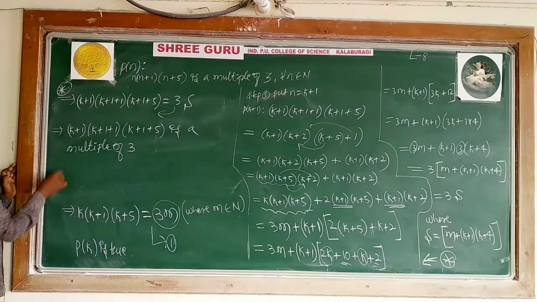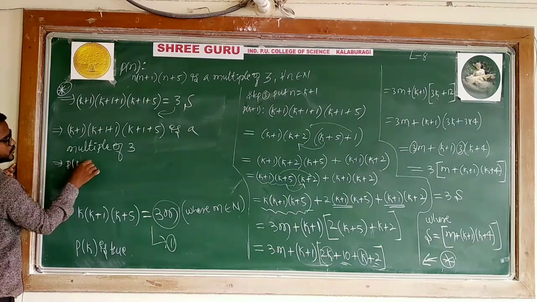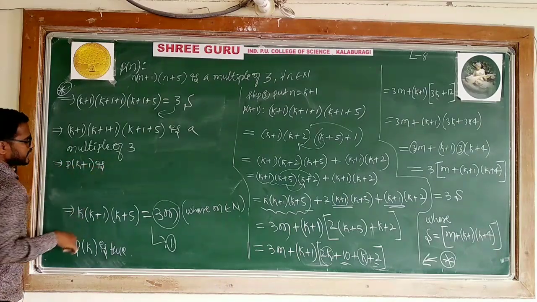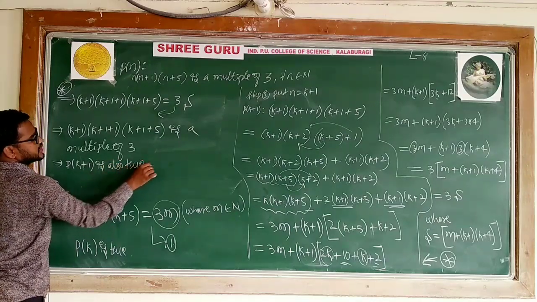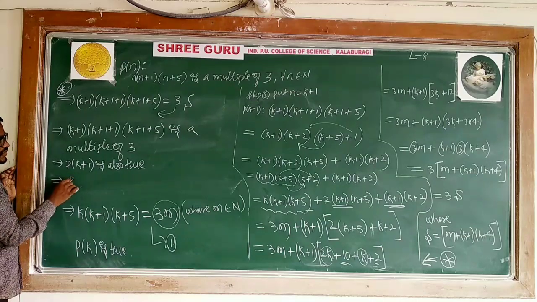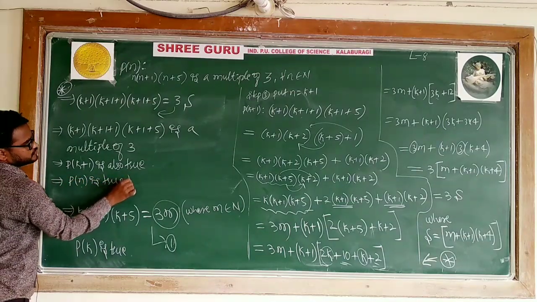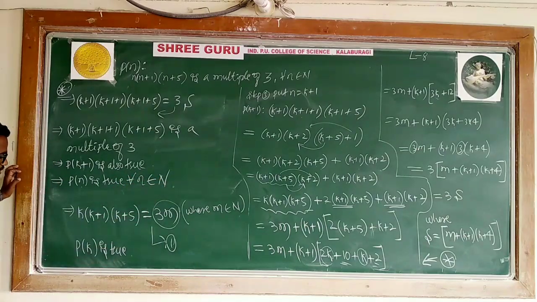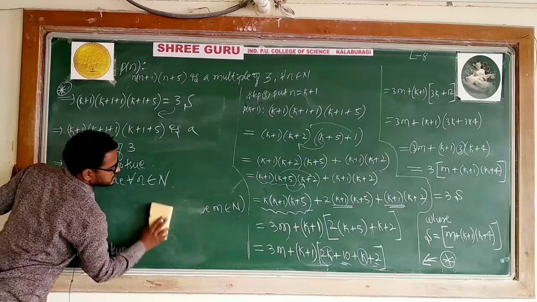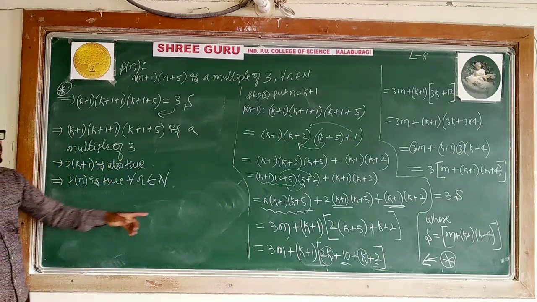Therefore you can say P of K plus 1 is also true. Then you can say the given statement P of N is true for all natural numbers. This is the last step. Therefore the given statement is true for all natural numbers.